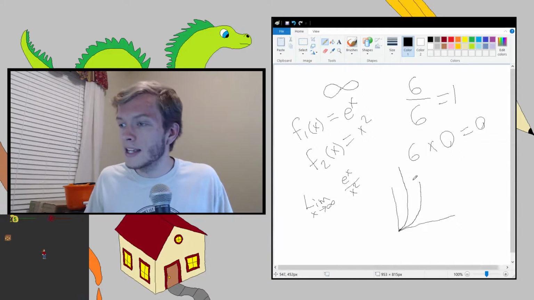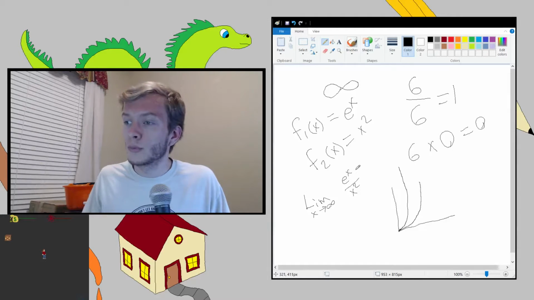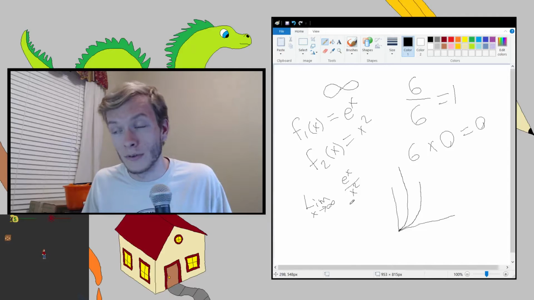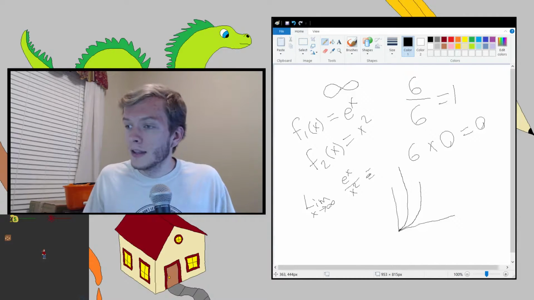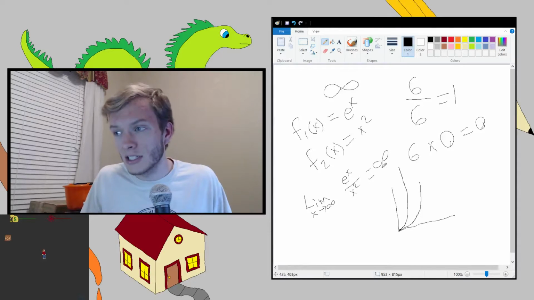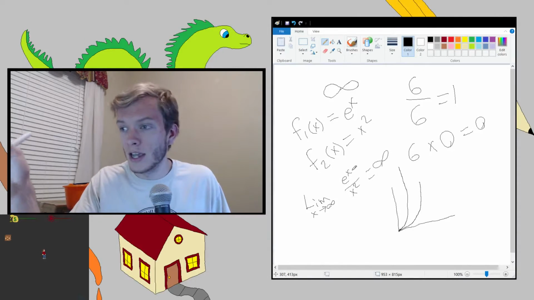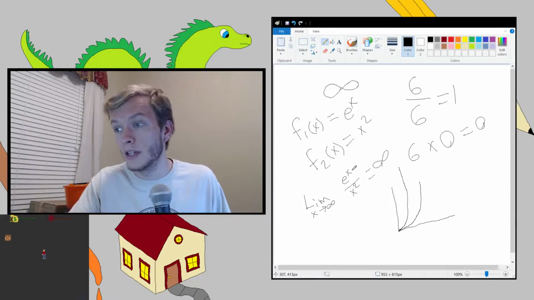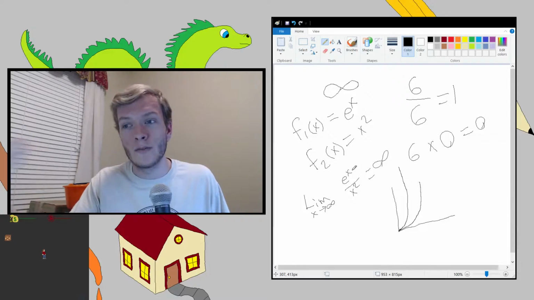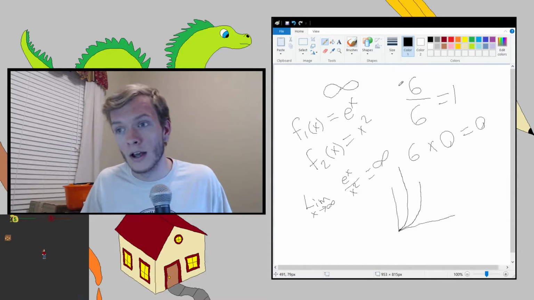So what I'm getting at is that e to the x will approach a significantly larger number than x squared if we put in a large number for x. So the limit of e to the x over x squared as x approaches infinity is actually infinity, because there is a very large number being divided by a less large number. So we still have a large number. It's greater than 1. It's greater than 0.